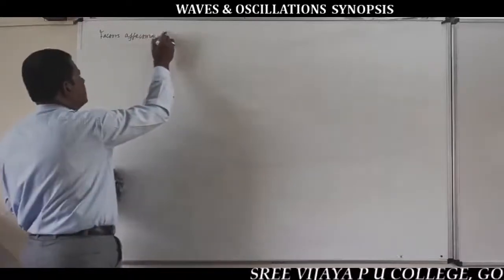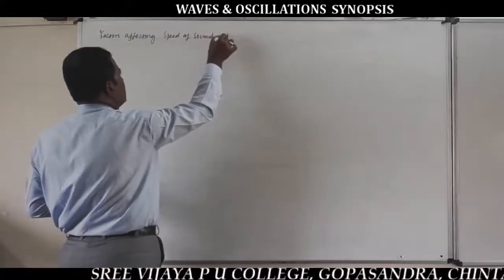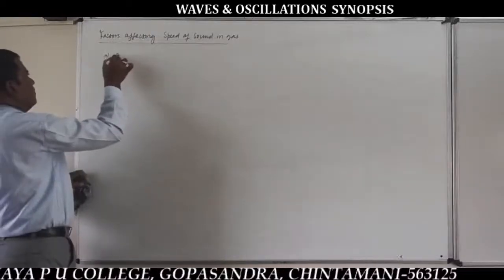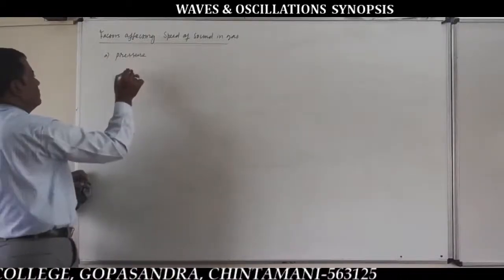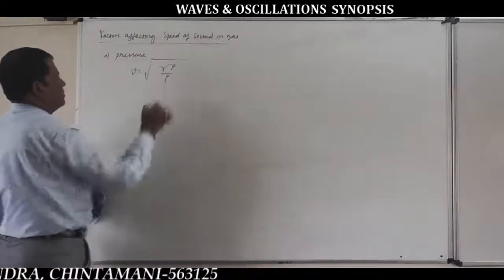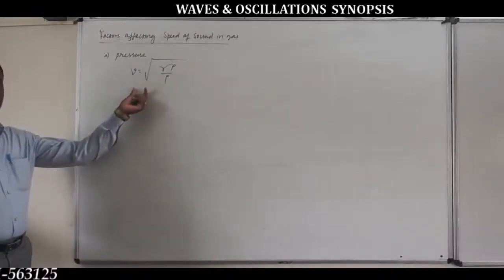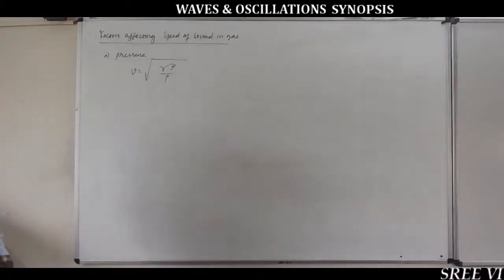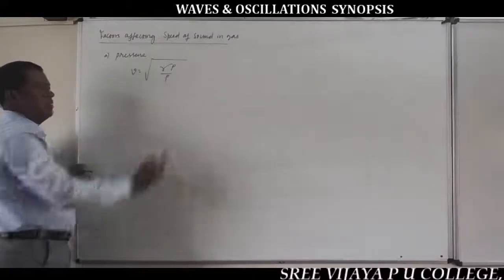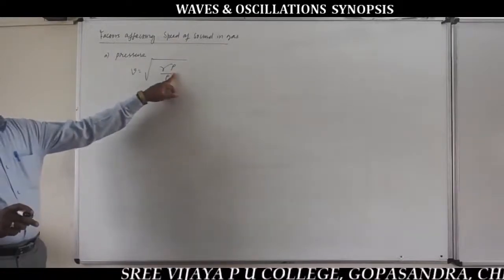Factors affecting speed of sound in gas. Effect of pressure. We know the expression for speed of sound in gaseous medium, which is given by v is equal to square root of gamma P by rho. When you analyze this relation, you can observe that speed of sound depends upon pressure.